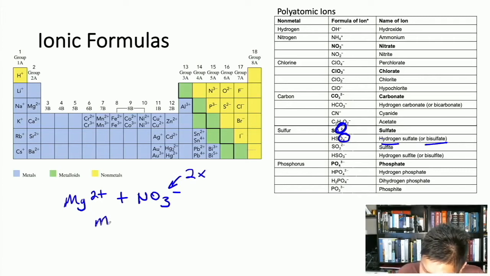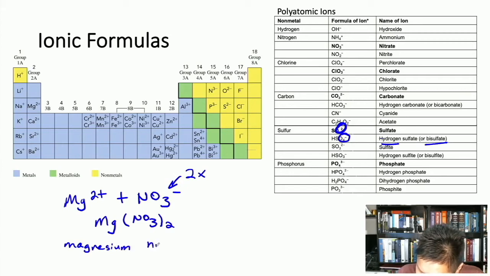So the way I would write that is Mg, and I would put parentheses, NO3, and then I would put a 2 there, because it's 2 of them. And so that then becomes the name magnesium nitrate.